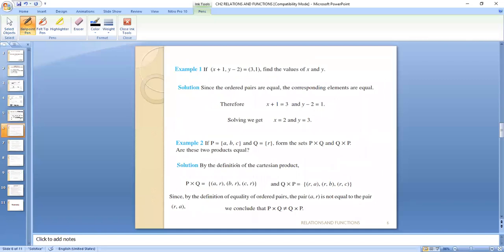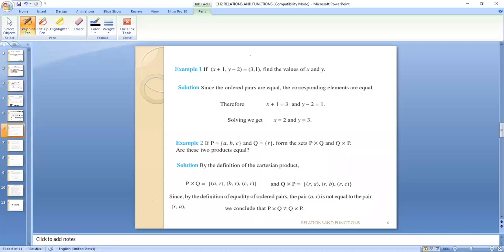Next, we move to the examples. This exercise is easy. If (x plus 1, y minus 2) — from this round bracket, you will come to know that this is not a set, this is an ordered pair. The curly bracket denotes a set and the round bracket denotes an ordered pair. So (x plus 1, y minus 2) is equal to (3, 1). Find the values of x and y.